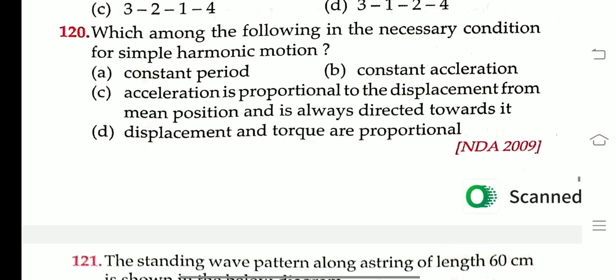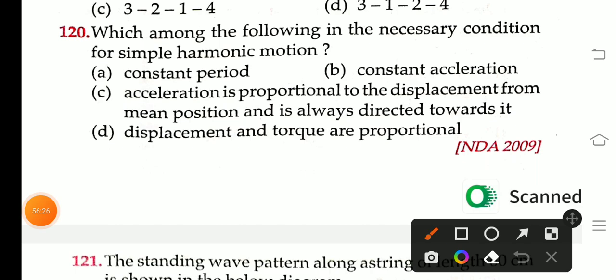Next, which among the following is the necessary condition for simple harmonic motion? Right answer option C, acceleration is proportional to the displacement from mean position and is always directed towards it.